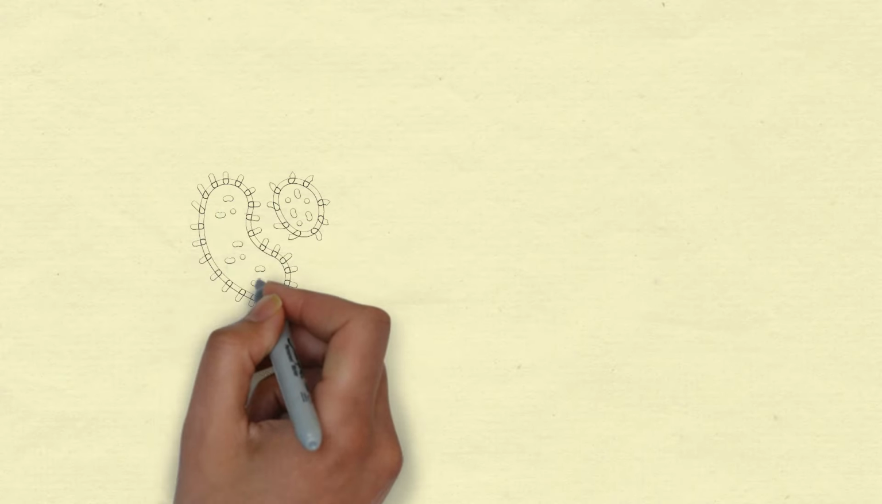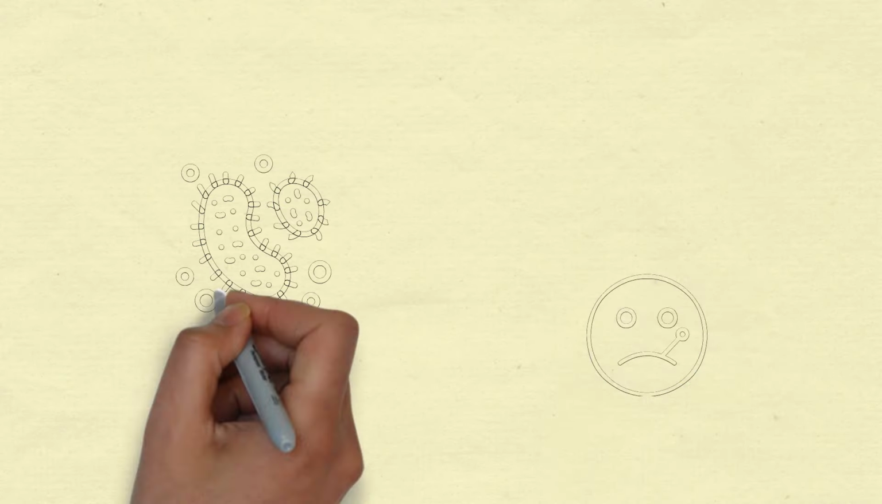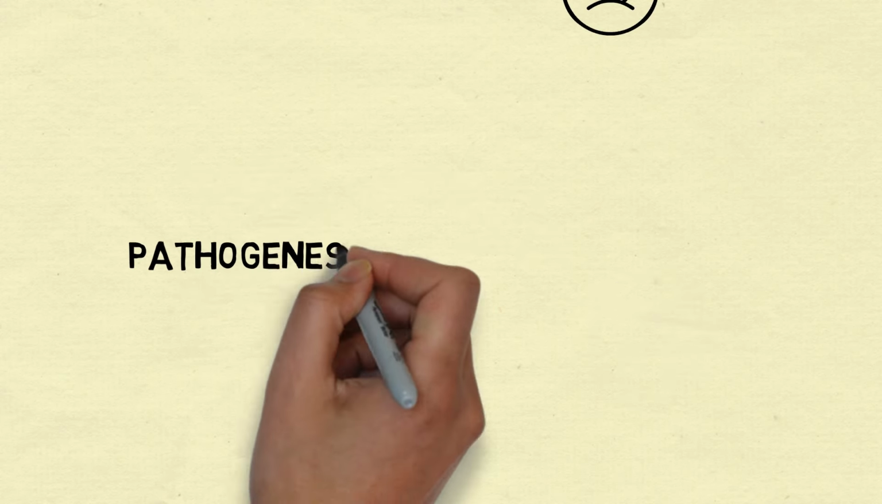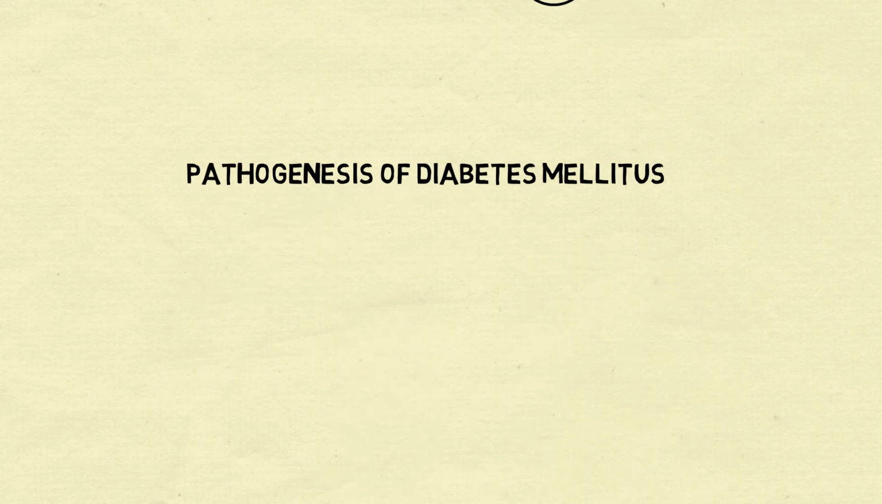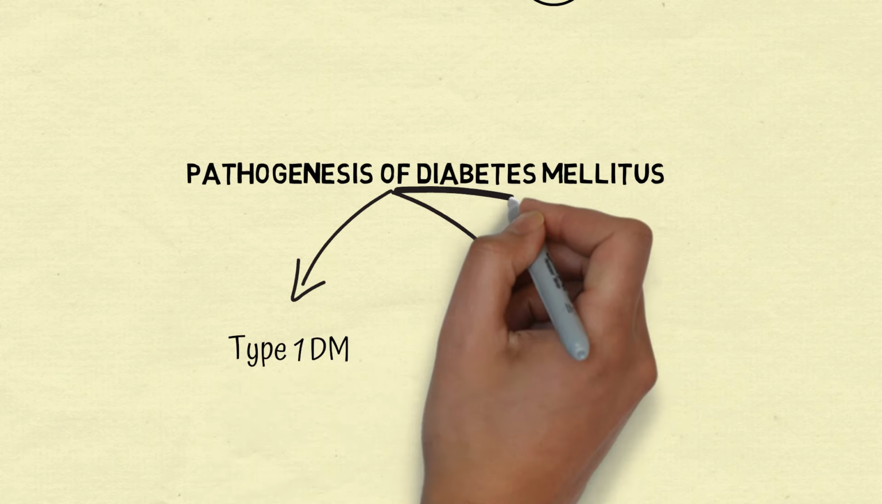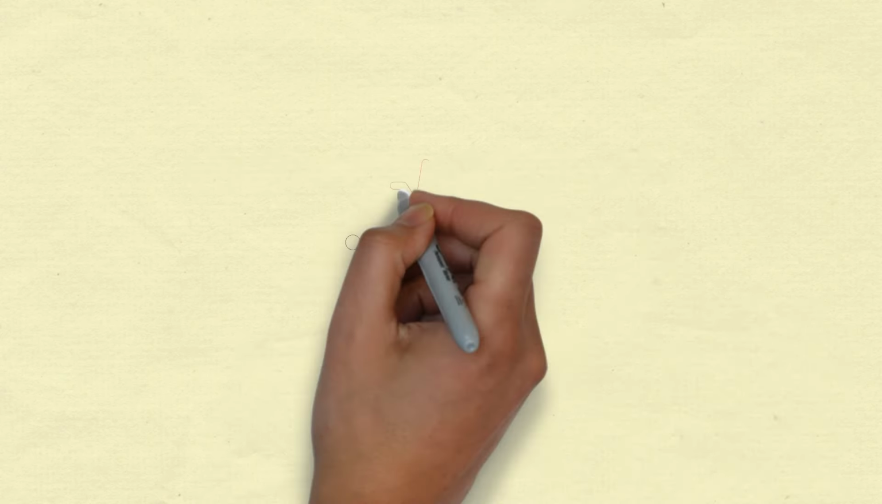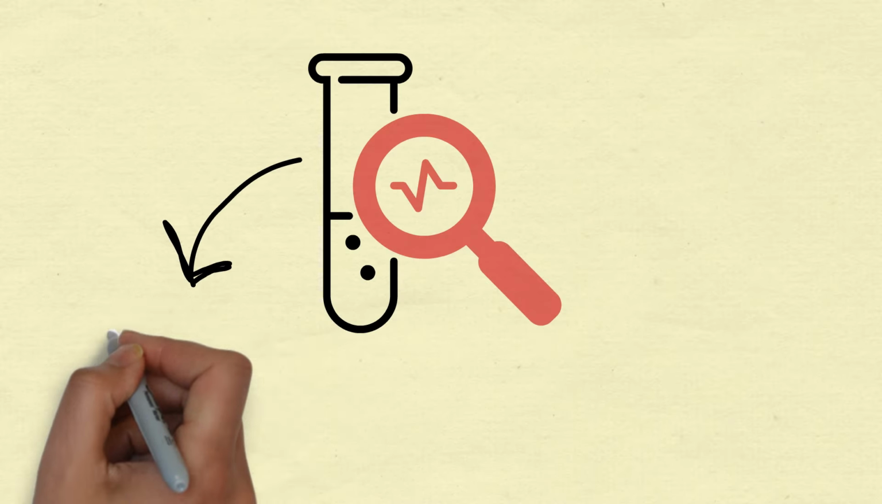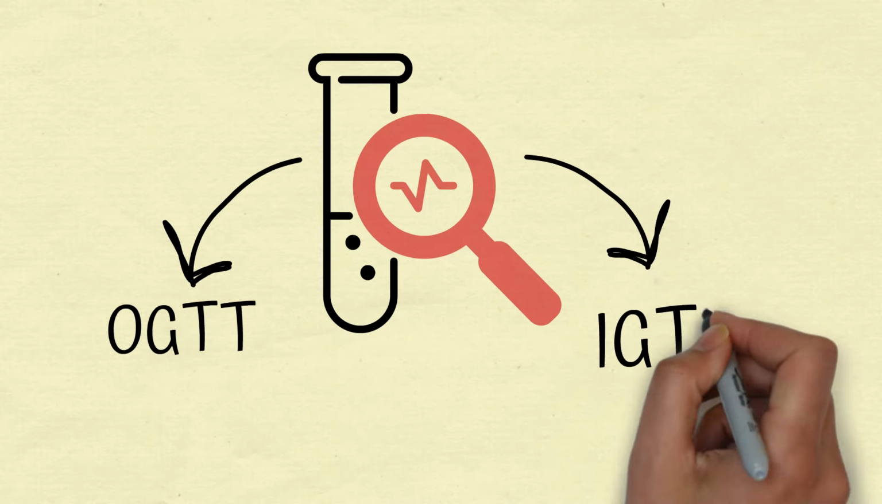Pathogenesis is all about the mechanisms that drive a disease's development. Today, we'll dive into the pathogenesis of diabetes, covering everything from type 1 and type 2 diabetes mellitus to gestational diabetes mellitus, and essential diagnostic tools like the oral and intravenous glucose tolerance tests.